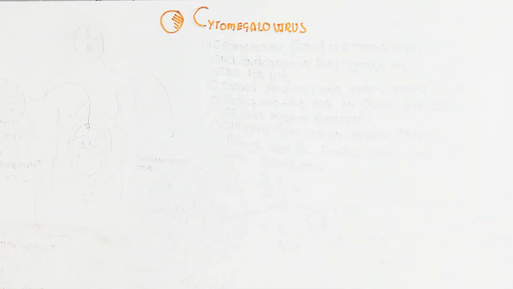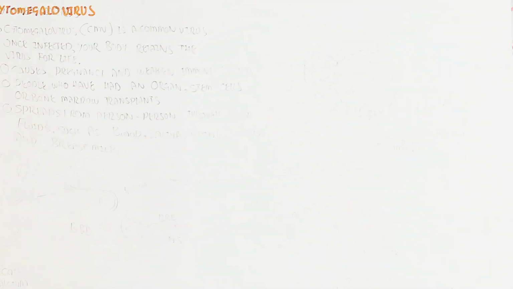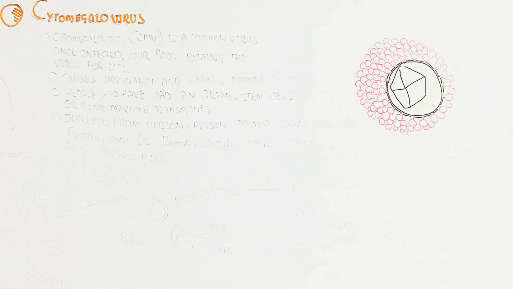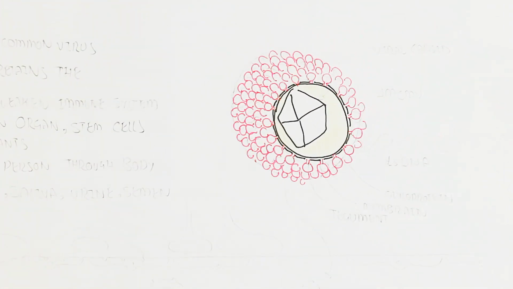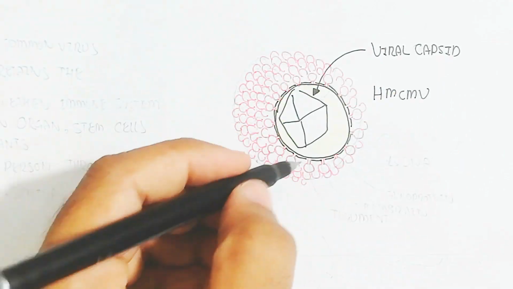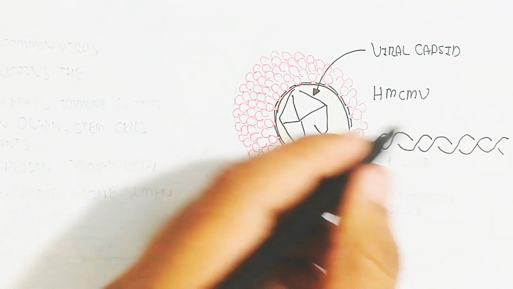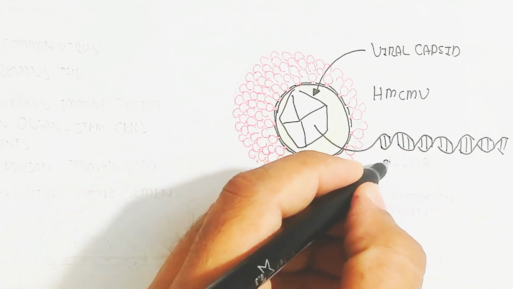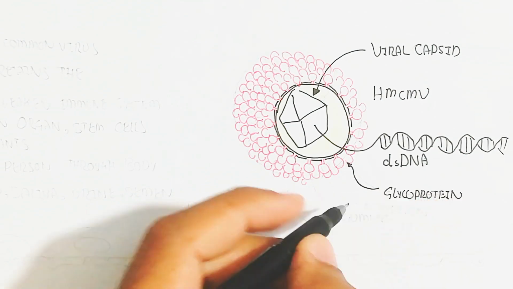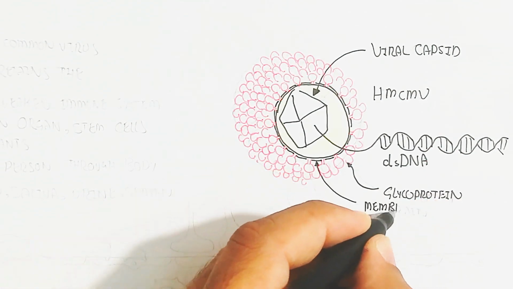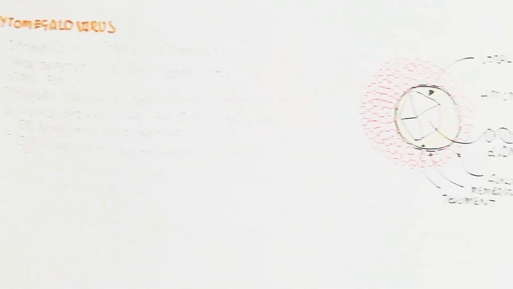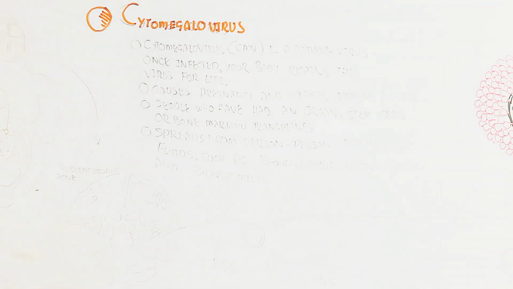What is the cytomegalovirus and what is the infection site? Let's understand it with a quick review. The innermost layer of the virus is the viral capsid, while the upper layer is made up of glycoprotein, membrane, and tegument. This is a double-stranded DNA-containing virus, which means it is a DNA virus. This is the human cytomegalovirus.